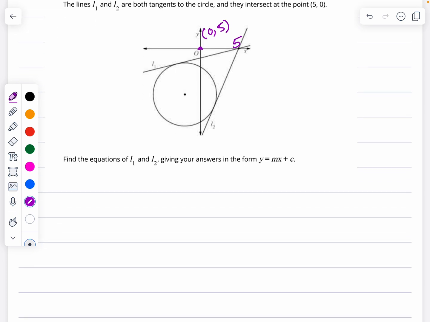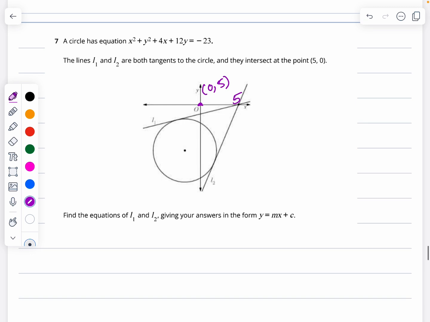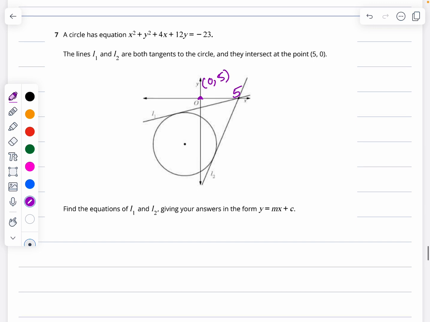So what is the equation for L1 and L2? We can use (5, 0). So first of all, what am I going to do? I am going to find the equation of L1. For L2, I can use that equation. L1 and L2 both intersect at (5, 0).